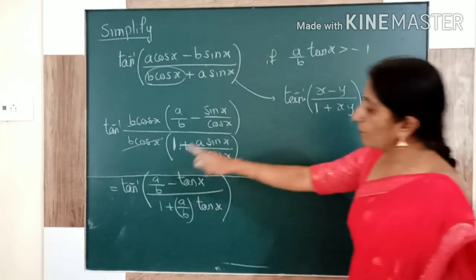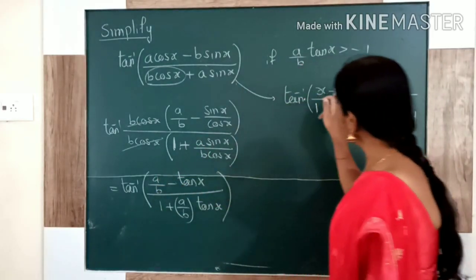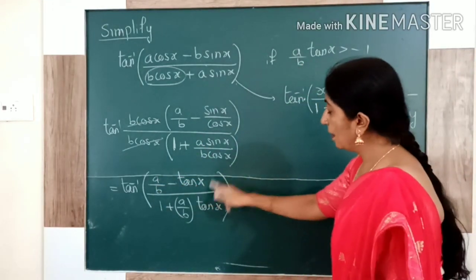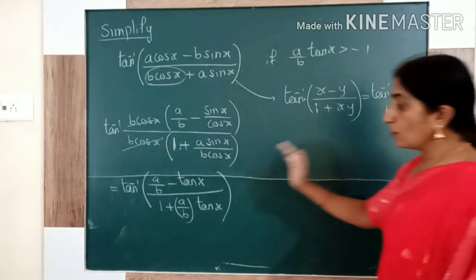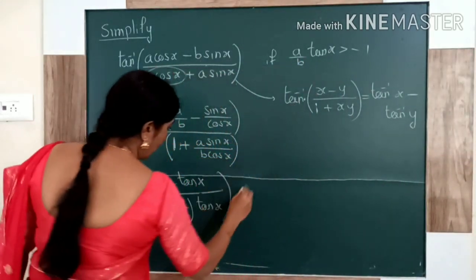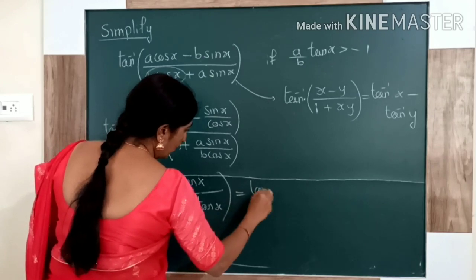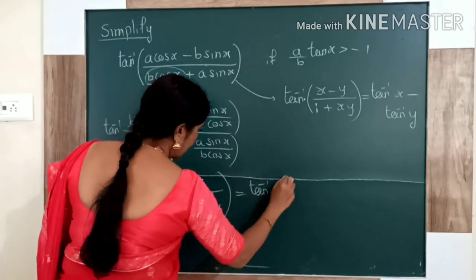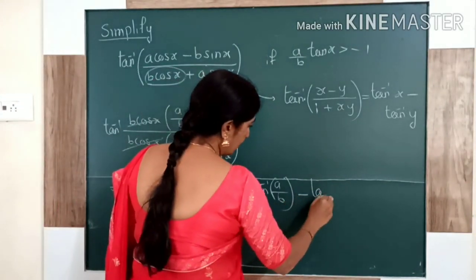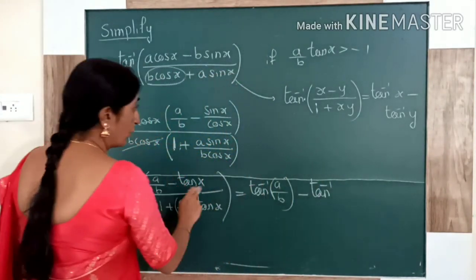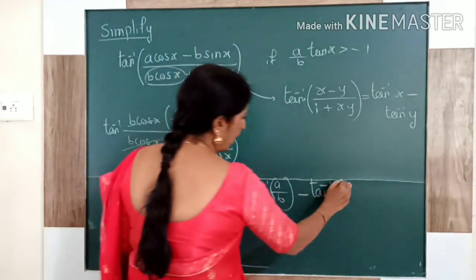In place of x we have a by b. In place of y we have tan x. This formula will be written as tan inverse x minus tan inverse y. So with the help of that formula, this will be written as tan inverse a by b, in place of x we have a by b, minus tan inverse of, in place of y we have tan x.